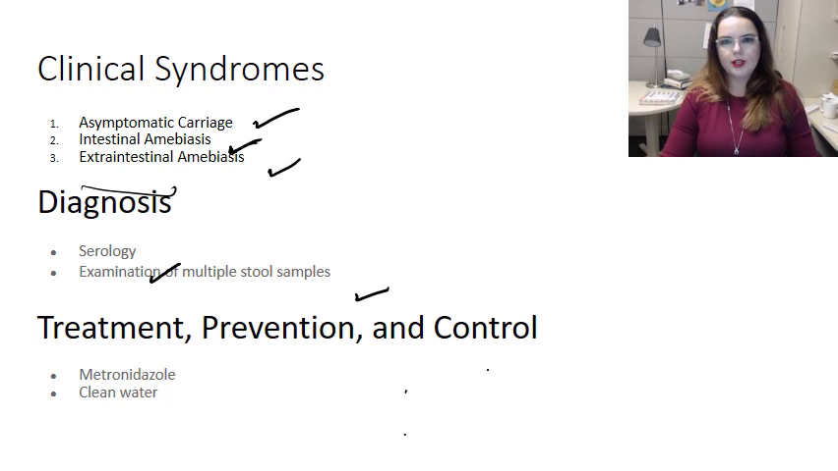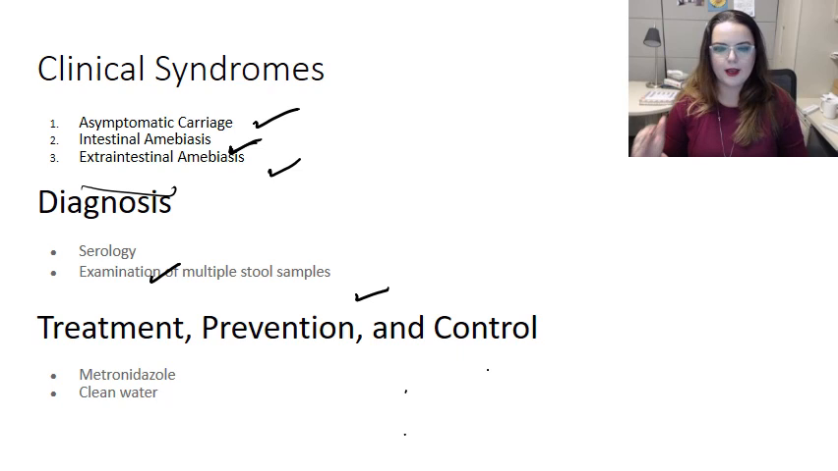Treatment, I'm going to largely leave this to pharm, but just kind of what I've been able to dig up. If you have acute fulminating amoebiasis, typically it looks like they treat with metronidazole. And there are some other parasitics that people will use.